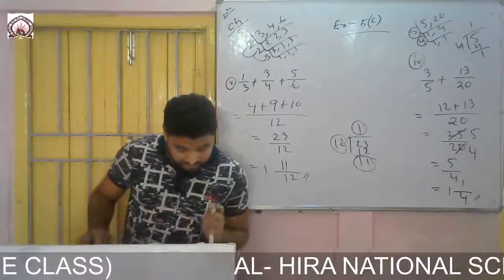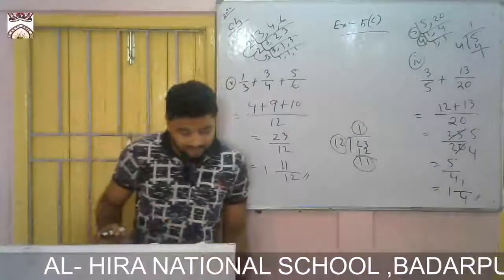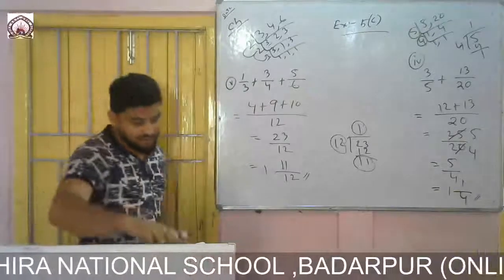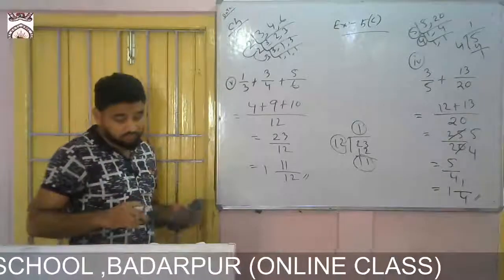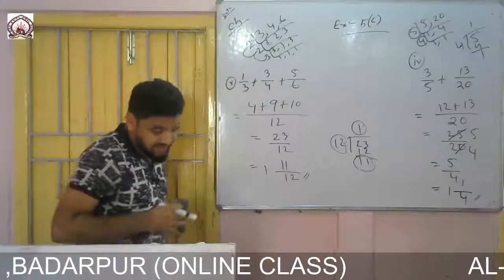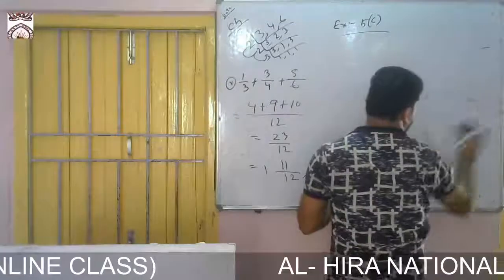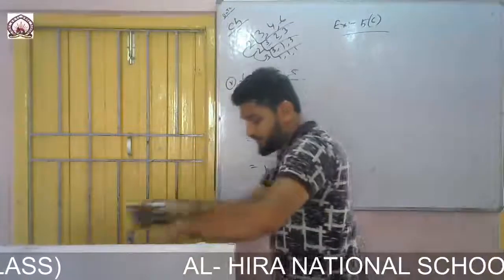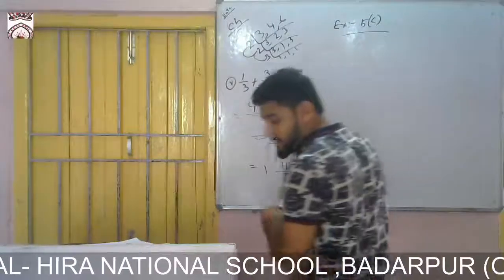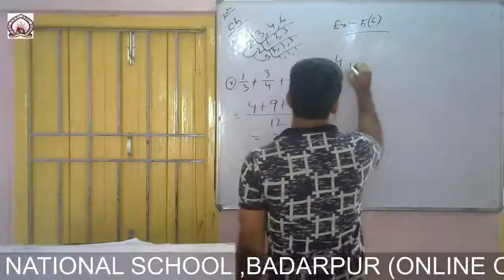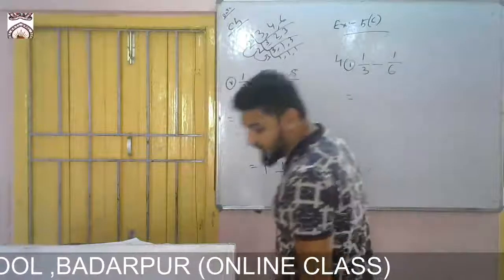Now come to question number 4. It is subtraction: 1 by 3 minus 1 by 6. Question number 4, 1 by 3 minus 1 by 6.